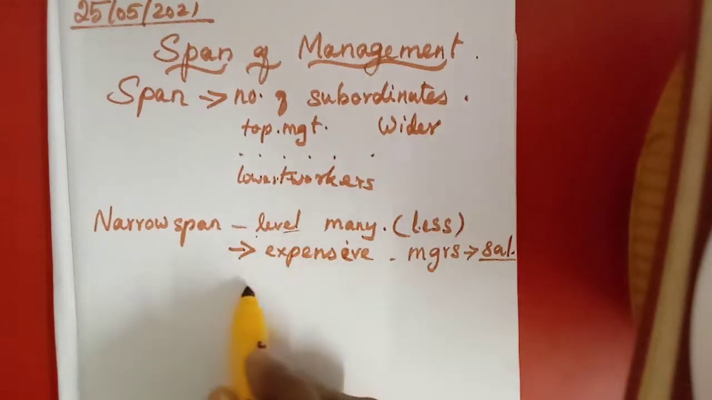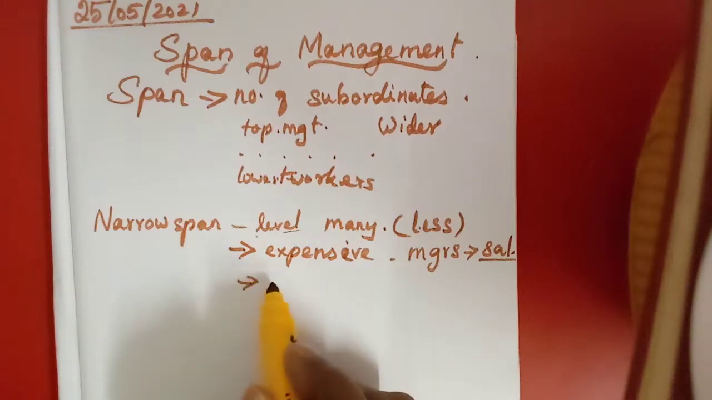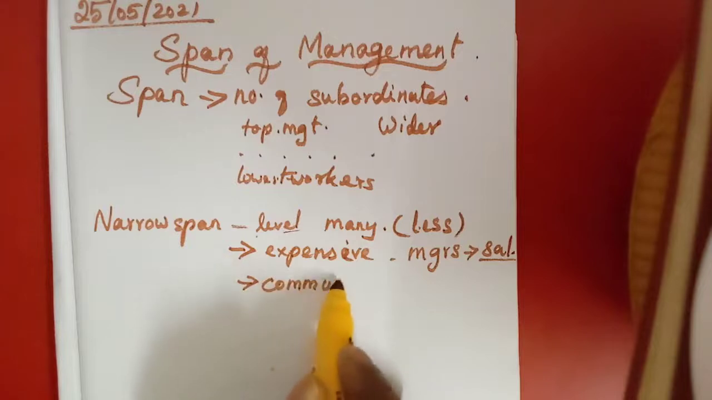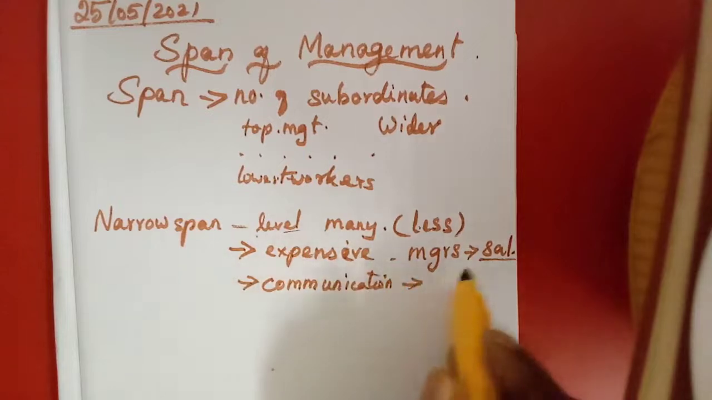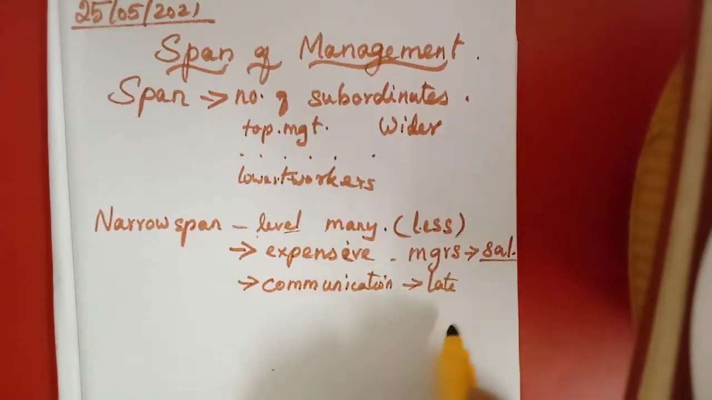Then the communication also will not be good, isn't it? In between many people, if we pass on one information, when it goes to the end we don't know, it will get very late to reach the particular person. So the communication will suffer a lot. It cannot be done very quickly.